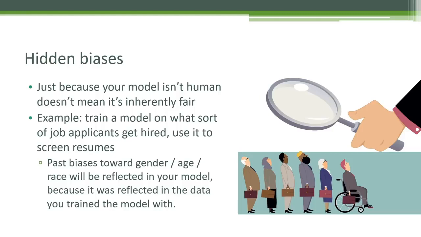So you might end up with a system that is in fact racist or ageist or sexist, simply because the training data you provide it was made by people who have these implicit biases, who may not have even been fully aware of them at the time. Okay, so you need to watch out for these things.